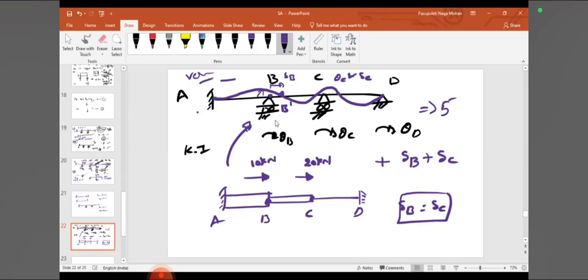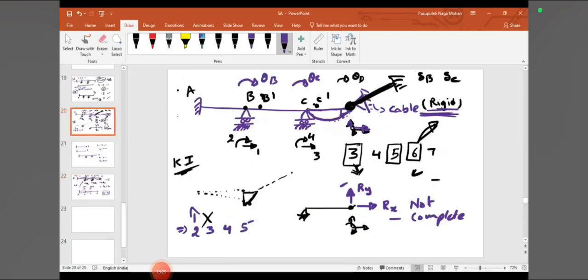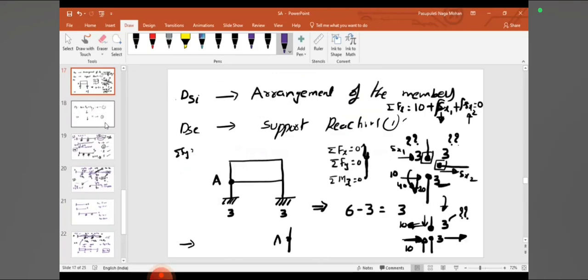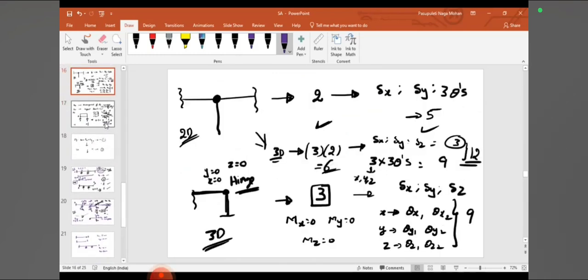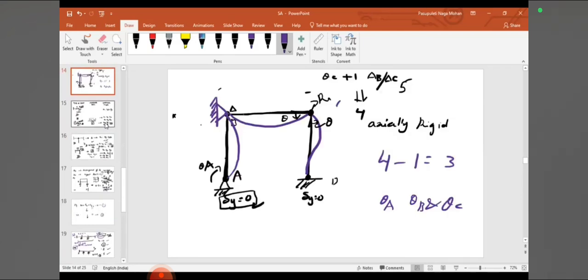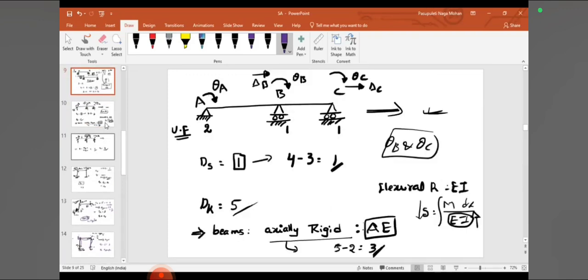Yes, sir. Okay, fine. Sir, I have a small doubt about one question from the previous class, one sum, with two roller supports. No, tell me which one. This one, sir, with two roller supports here. No, the previous one.